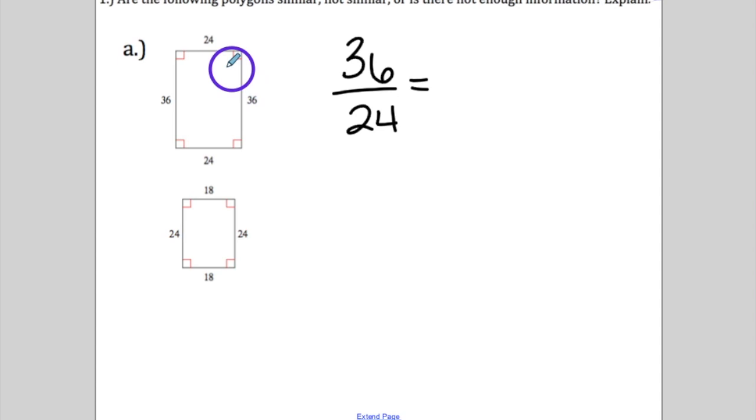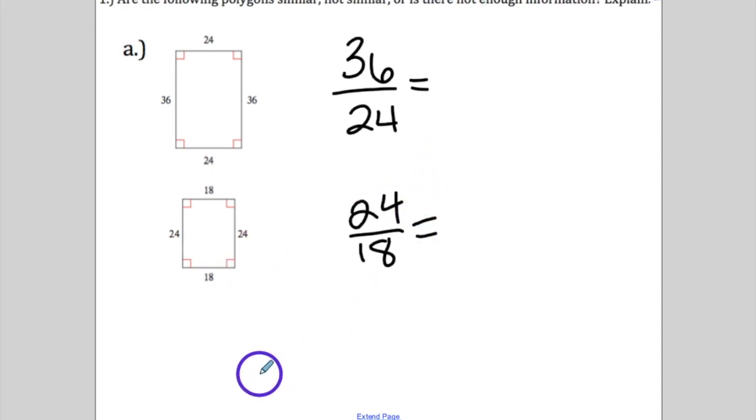And then we would take the short side here, 24 over 18. Now, if all of these numbers were different, we would need to check all four ratios. However, 36 on the right side here would match up with 24, and 24 on the bottom would match up with the 18. And so we just have two rectangles that, two ratios that we need to check.